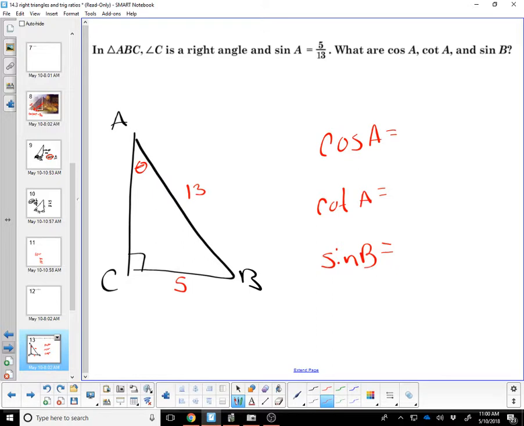All right. Well, in order for me to do cosine, what do I need? I need the adjacent, don't I? So to find this missing side, I could just do Pythagoras theorem.